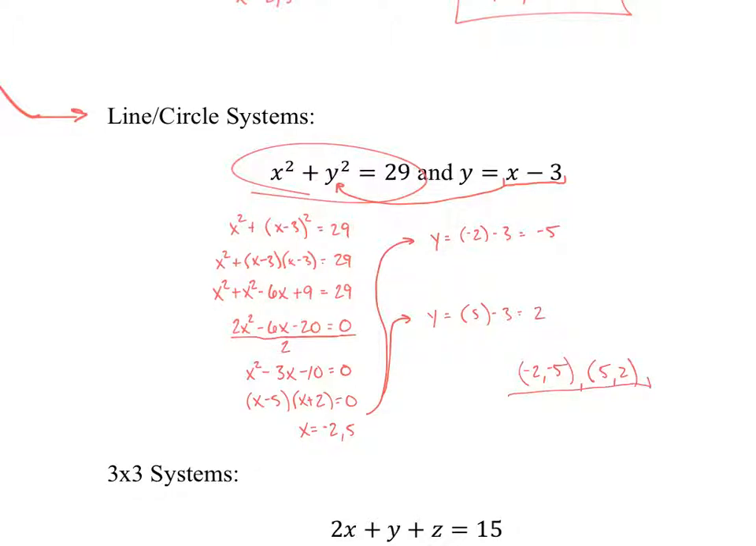And again, you can see how there would be two solutions, right? If I have a circle, I could have no solutions. I could have just one solution. I also could potentially have two solutions. So here we're in the situation where we have two solutions.